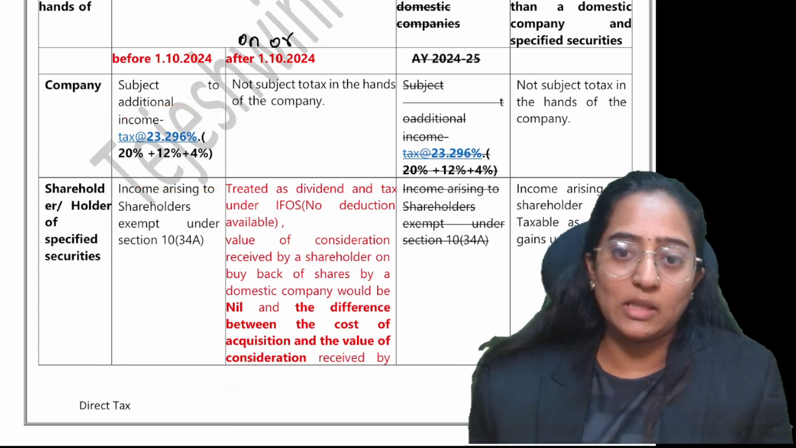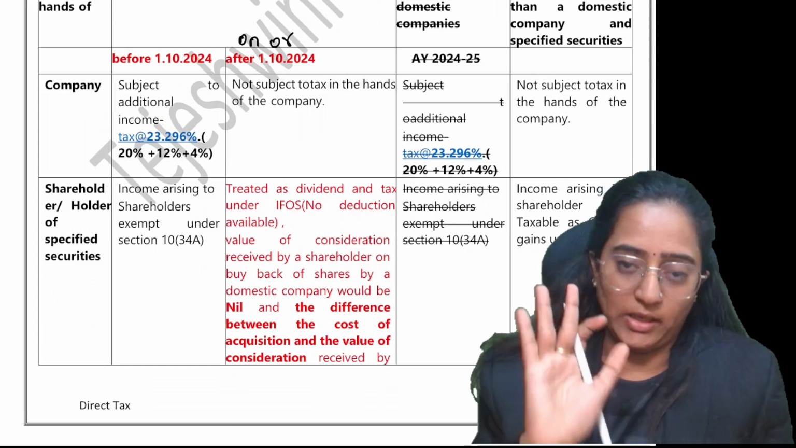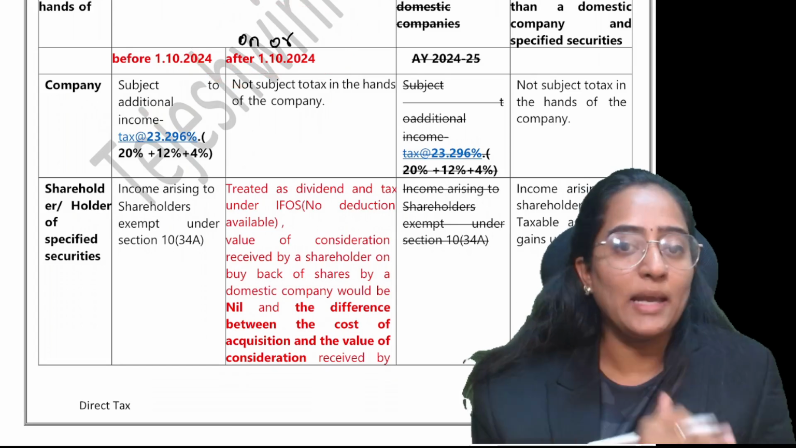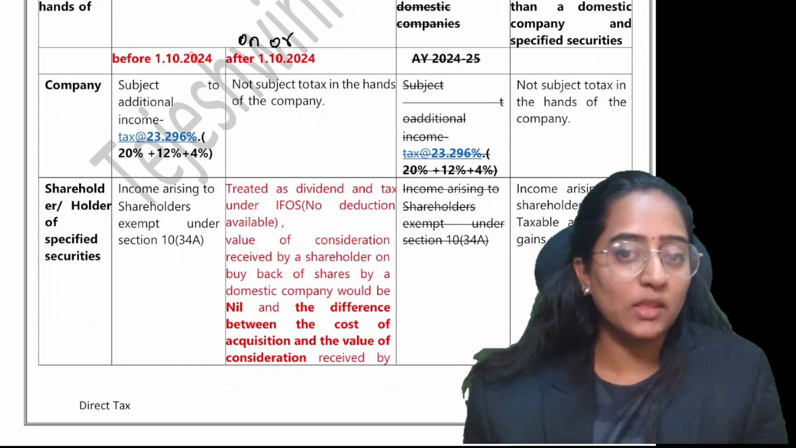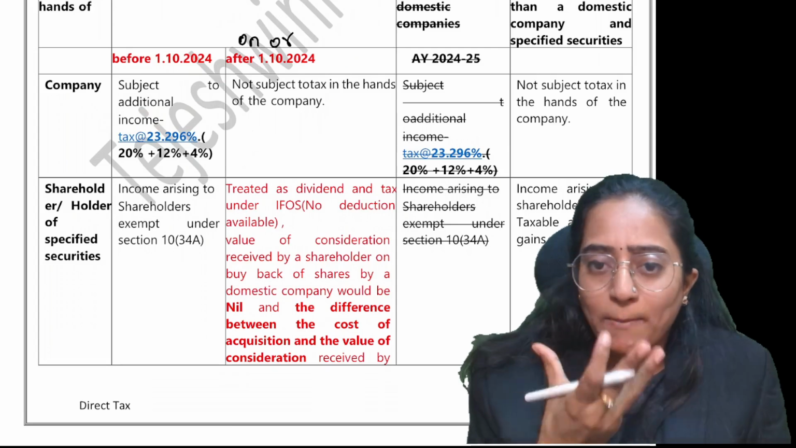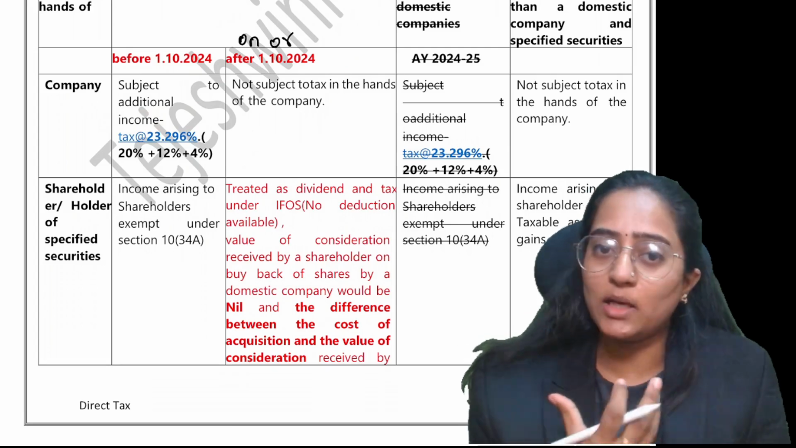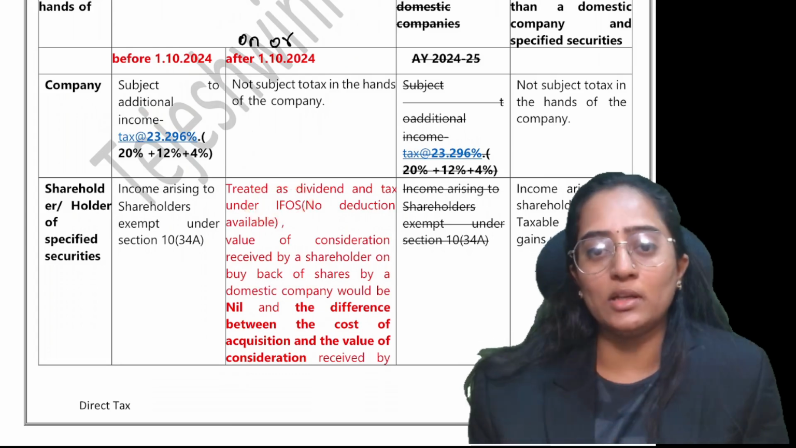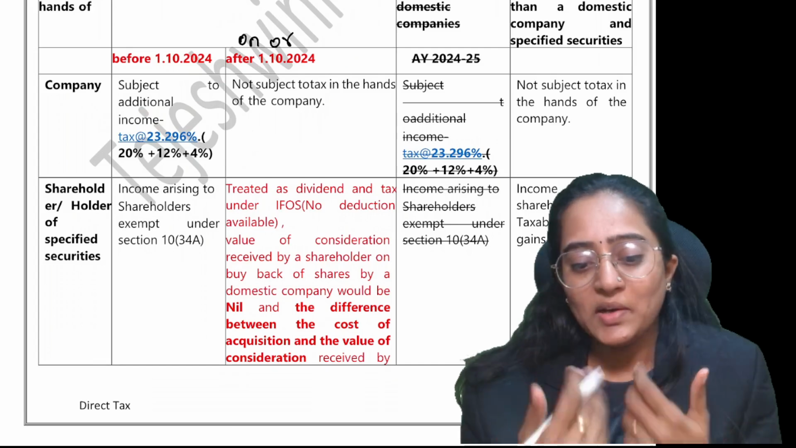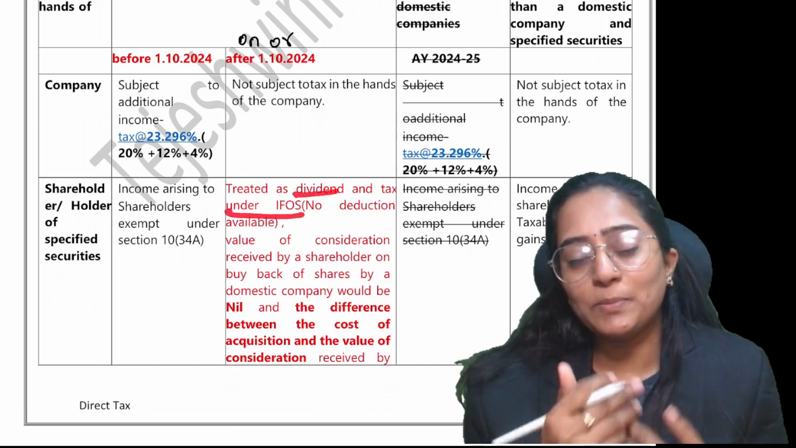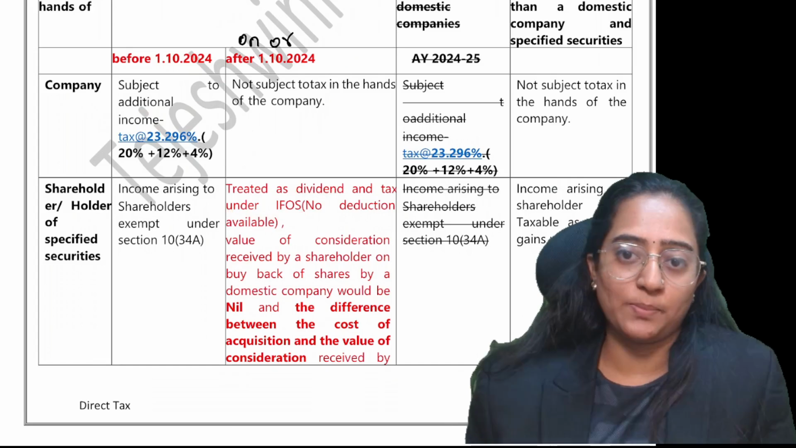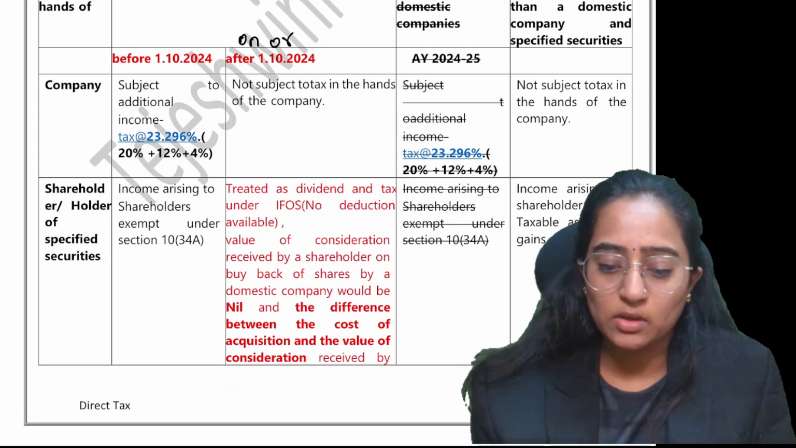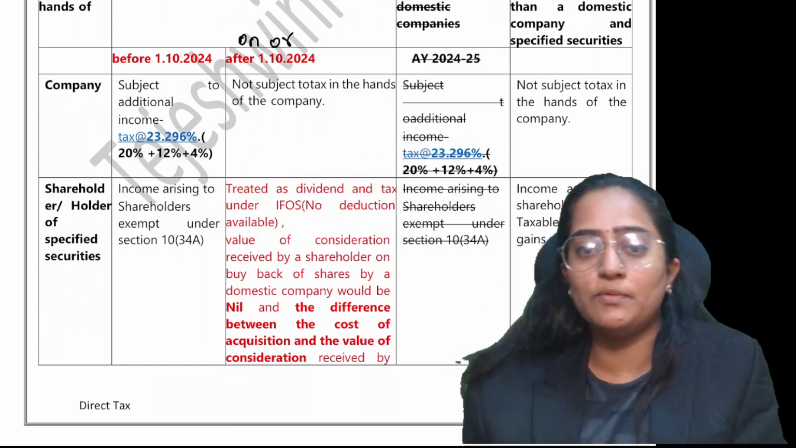So the government was like, wait, we'll do one thing. On or after 1/10/2024, if the buyback happens, whatever amount you have got as the buyback amount, treat the entire amount as dividend and show it under income from other sources. No deduction is available, except under section 57, and we'll come back to it. Take that entire amount and show it under income from other sources.